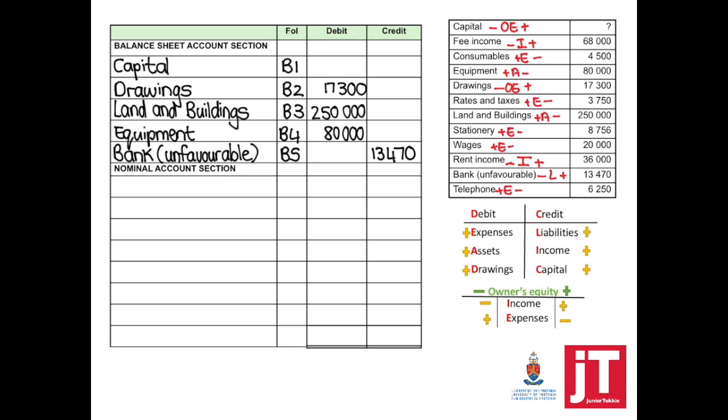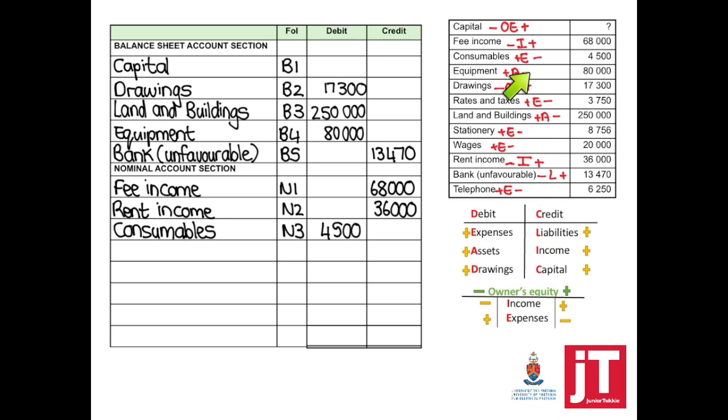Next step is the nominal account section, which means we look at all our income and all our expenses. We start with the first one, which is fee income. On the credit side, account number N1, 68,000. There's another income, rent income, 36,000, account number N2. Consumables, account number N3, 500.